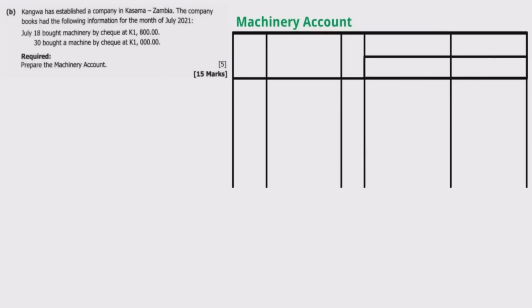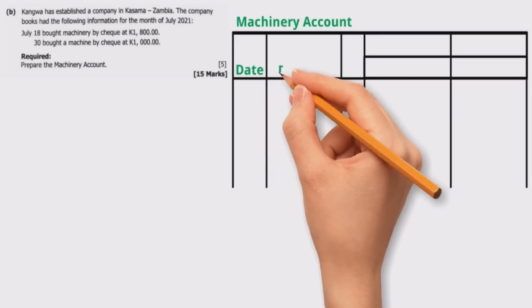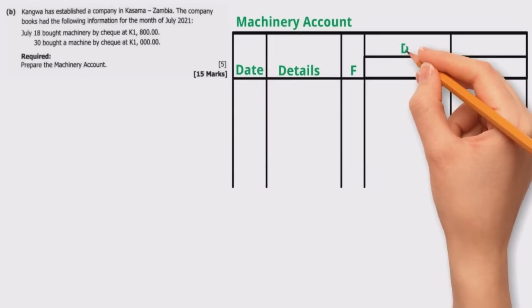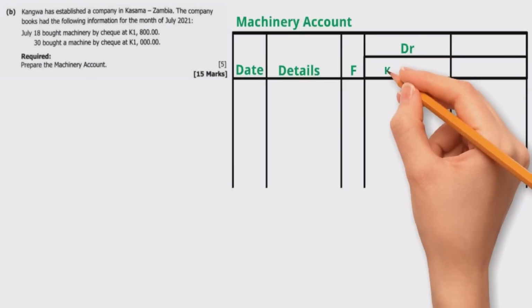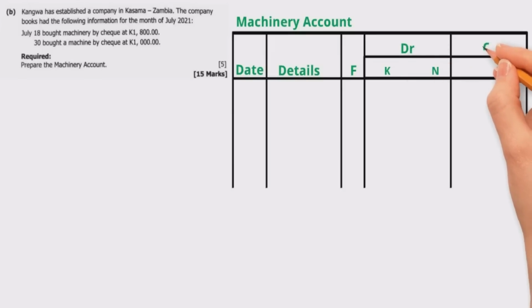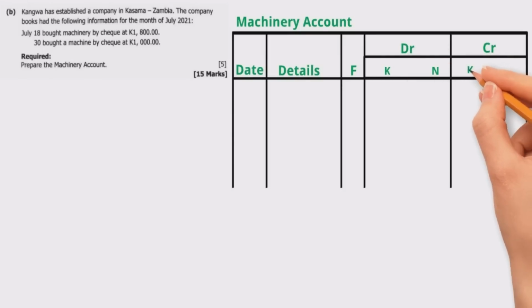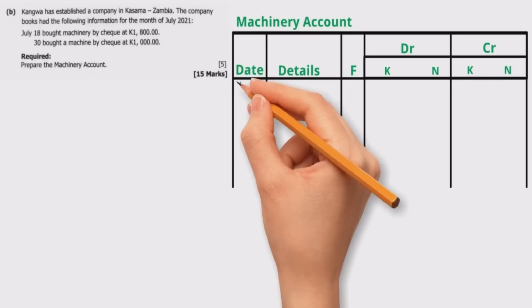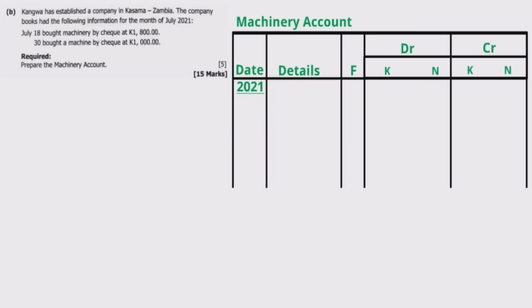This is machinery account. Then I'm going to put the date there, then details here, then I'll write F there, then I'll write DR there, and the kwacha sign and the ngwe sign, then credit, which is CR, and the K sign and the N sign. K for kwacha, N for ngwes. Then first thing I'm going to do is write the year on top there, which is 2021. You need to be very careful that you don't miss out that.